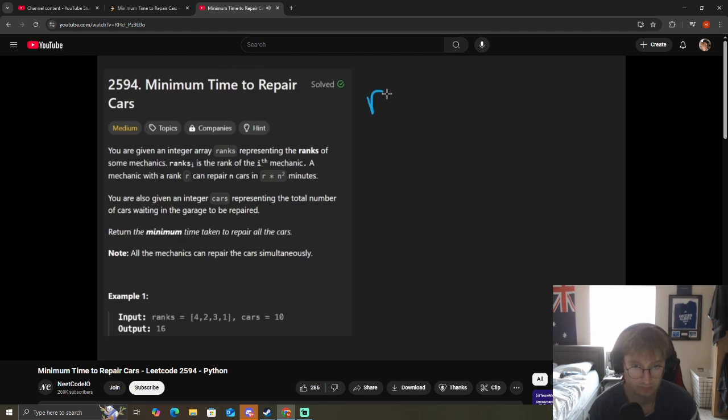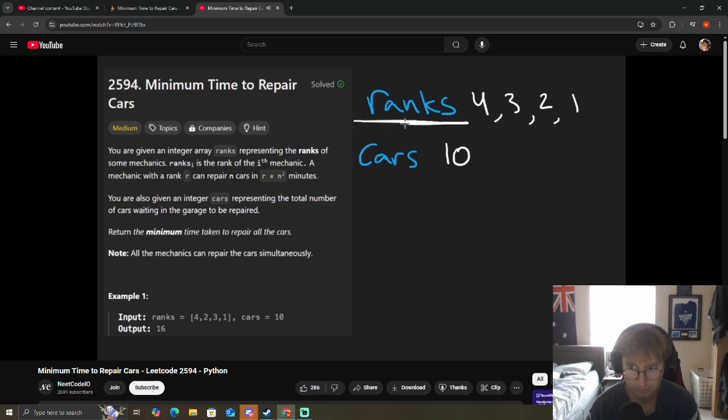The idea here is that we're given a bunch of ranks. And so in this example, I think we just have 4, 3, 2, 1. And we're also given a parameter cars, so that's just going to be a number. In this case, that is going to be 10. What the ranks represent is kind of the opposite of what you would expect. For example, they give us this equation here, and basically the entire problem centers around this equation. If you are decent at math, you should be able to simplify it pretty quickly. If not, it's a little bit tricky, so don't worry too much about it. So we have r times n squared.